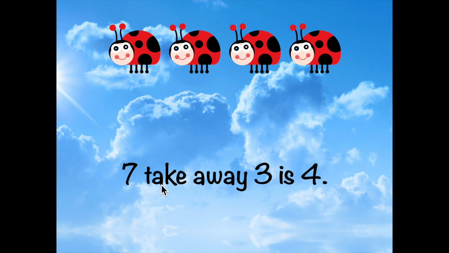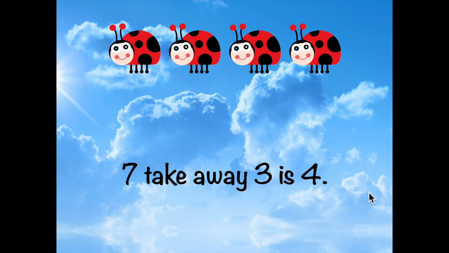Here's a subtraction sentence that I could write. 7 take away 3 is 4. What does the 7 represent? The 7 represents all of the ladybugs. What does it mean when it says take away 3? You're right, it means that 3 flew away. And what does the 4 represent? Right again, it's the ladybugs that are still there.